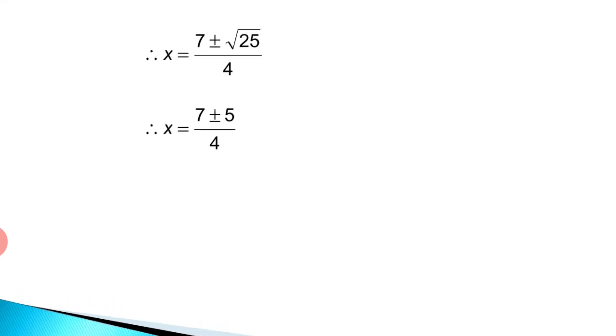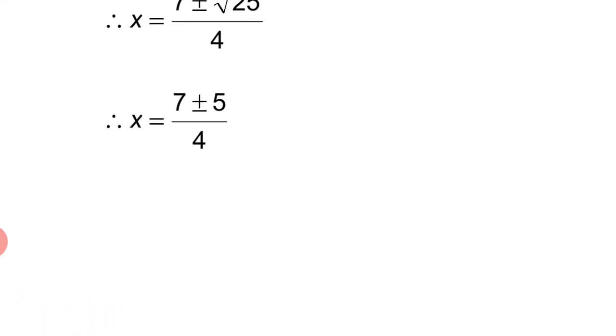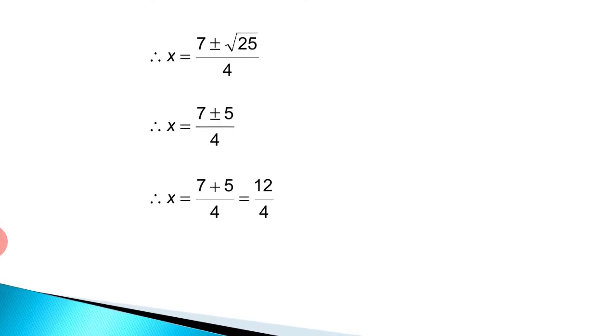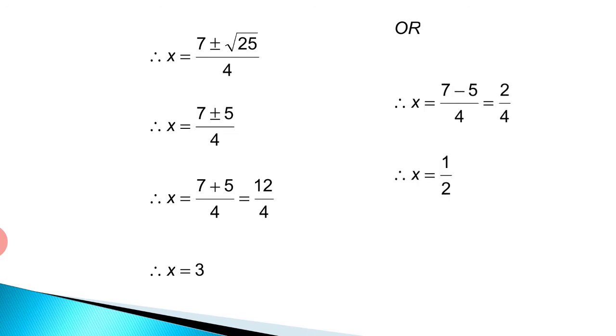What does it mean? That one root will be 7 plus 5 upon 4 and another root will be 7 minus 5 upon 4. So we write x is equal to 7 plus 5 upon 4, that is 12 by 4, that is equal to 3, and x is equal to 7 minus 5 upon 4, that is 2 by 4, that is 1 by 2. Are you getting? So this method is very easy for finding roots of the equation. Just one thing should be known, that you will learn the quadratic formula.